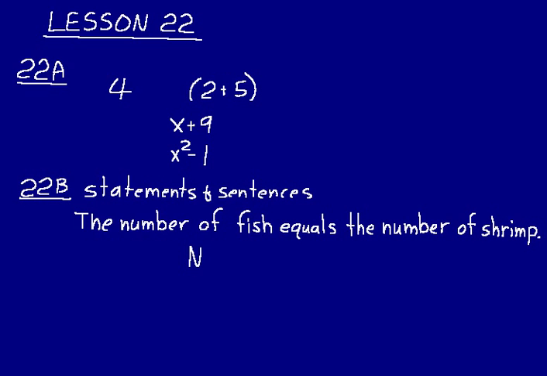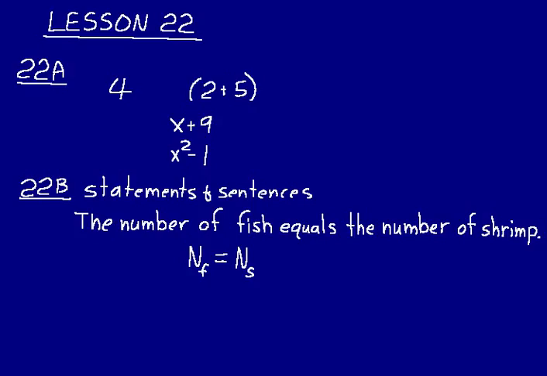A lot of times or most of the time, we want to use a descriptive variable that describes that quantity that's in the English sentence. So the number of fish, we could say n for number, and then a little subscript f for fish, and then an equal sign equals the number of shrimp, so n subscript s. So those descriptive variables that we have used there help us relate those back to the English sentence.